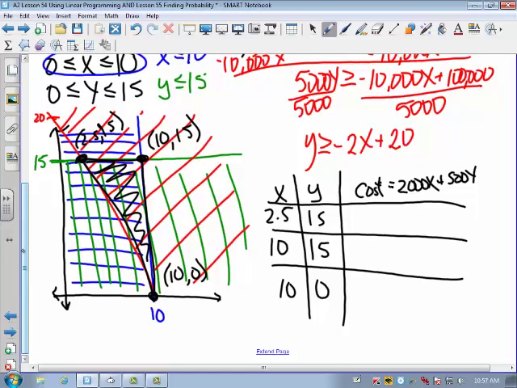So 2,000 times 2.5 plus 500 times 15, what does that give me? 12,500. 2,000 times 10 plus 500 times 15. 27,500. Okay? 2,000 times 10 plus 500 times 0. $20,000. So how is he going to minimize his cost? What's the minimal cost here?